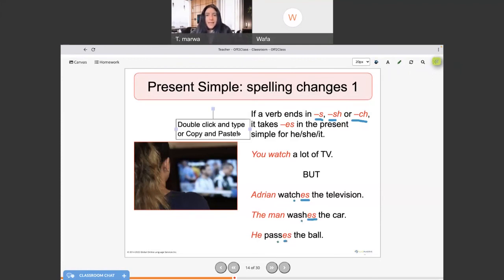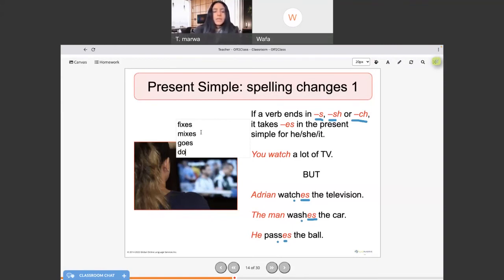And of course I have an addition for X and O. Like here, fix, mix. Okay, so I say mixes, I say fixes, she fixes, he mixes. Okay, also go and goes, do, does. Okay, goes, does.